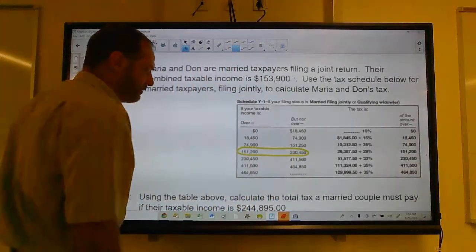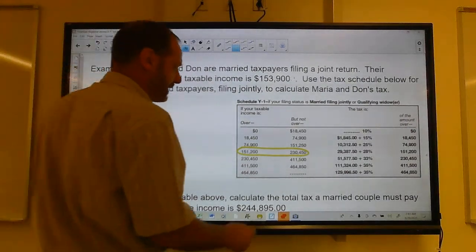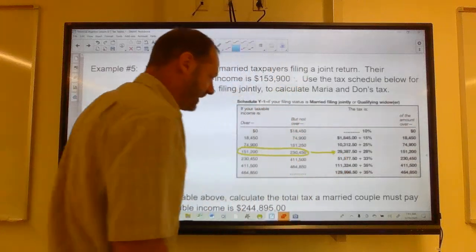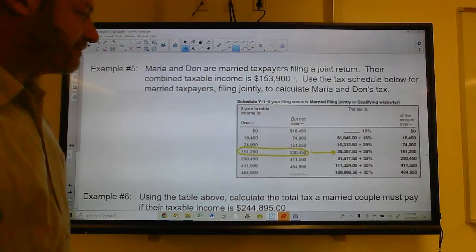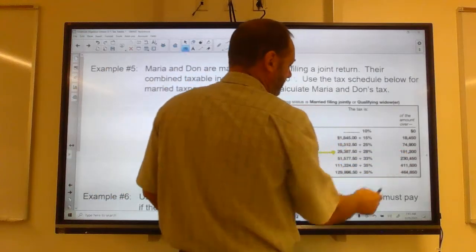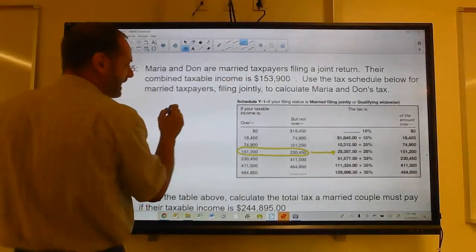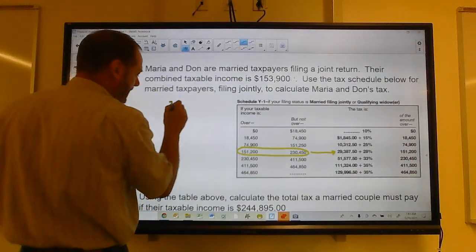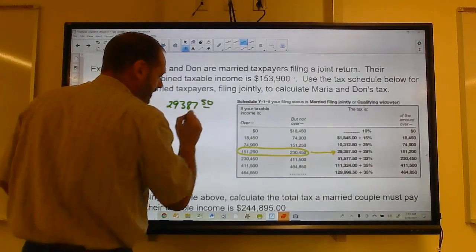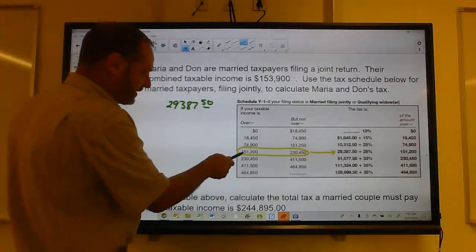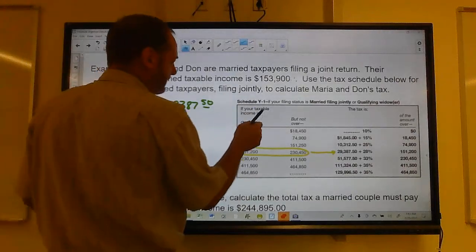Okay, so they're between $151,200 and $230,450. So here's what they're going to pay in tax. They're going to pay $29,387.50 plus 28% of the amount over $151,200. Okay, so what's their tax going to be? You're going to write down the 29,387.50. Now we've got to calculate. That's basically at 151,200. Now we've got to figure out the tax for the amount they made over that.